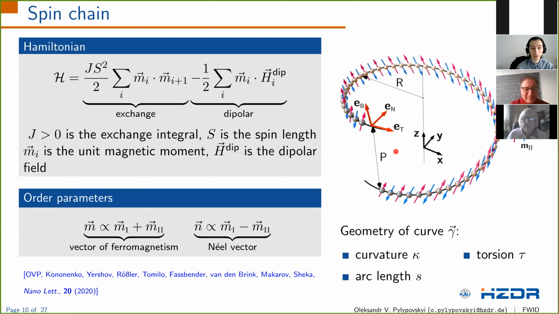Here you can see an example of the helix wire with radius r and pitch p. The exchange splits the system into two magnetic sublattices, which are shown by the blue and magenta colors. It's convenient to combine them into a pair of vector order parameters, namely the vector of ferromagnetism and the Néel vector. Here they are marked by m and n respectively. It's convenient also to describe such systems consistently, using the same language for geometry and the vector fields which live on it. Therefore, both fields m and n should be considered as functions of the arc length s along the curve gamma.